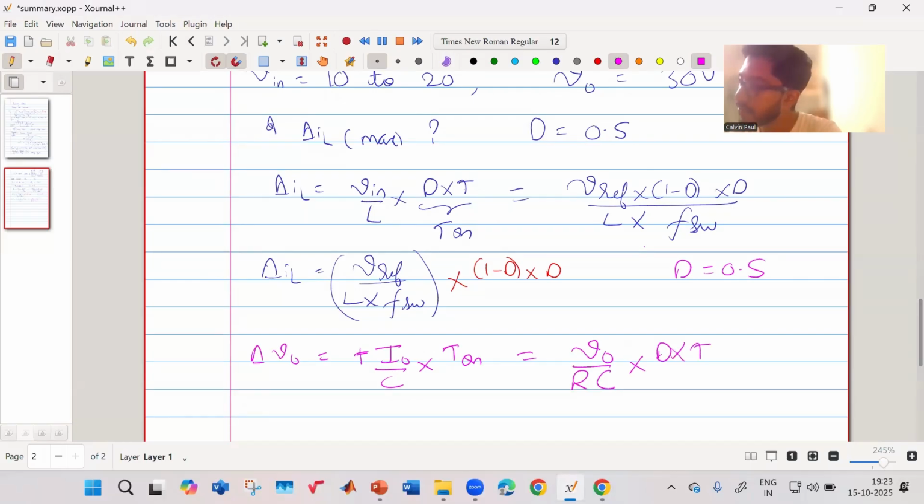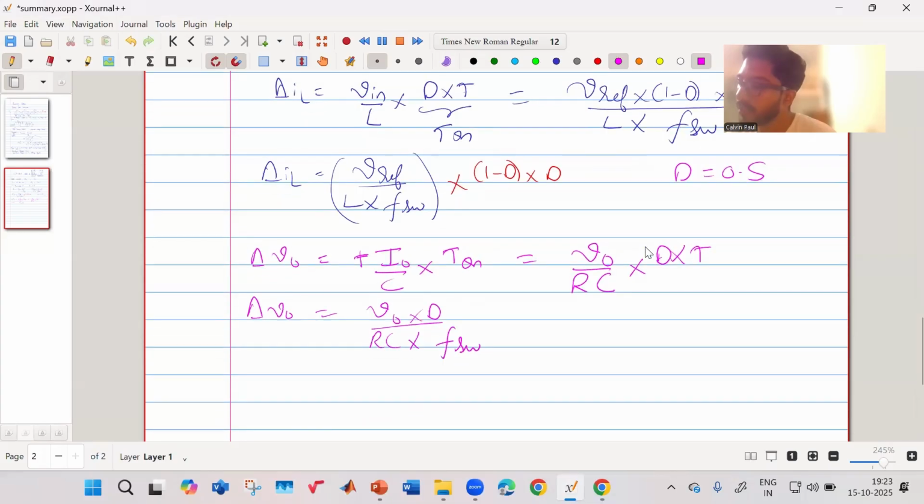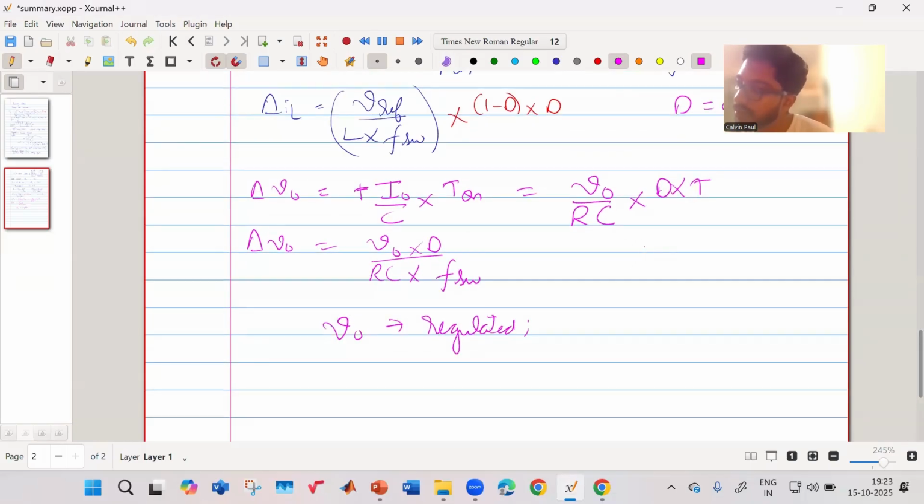Okay. So your delta V naught is V naught into D upon RC into FSW. If you observe, your V naught usually is regulated. You want your V naught to be regulated, so it is fixed. And if in your control technique your FSW is fixed, then good. Otherwise, if it is variable frequency, accordingly you have to take that into consideration.